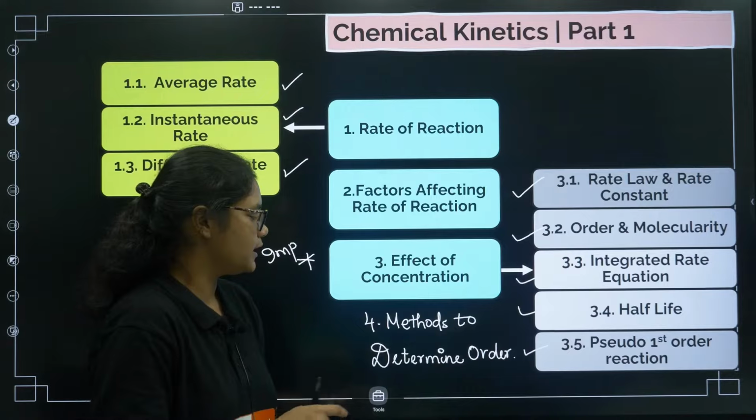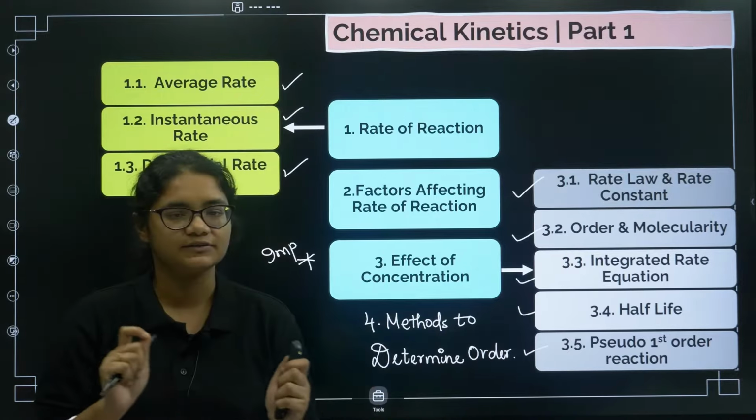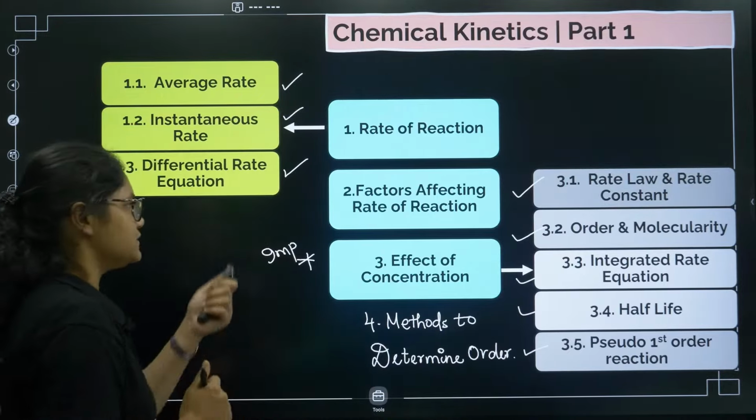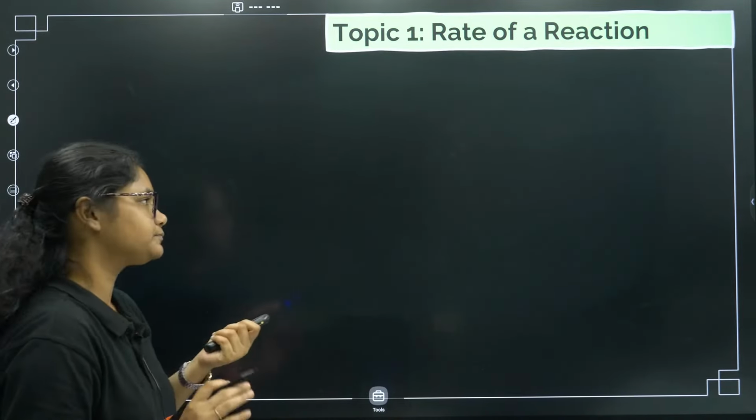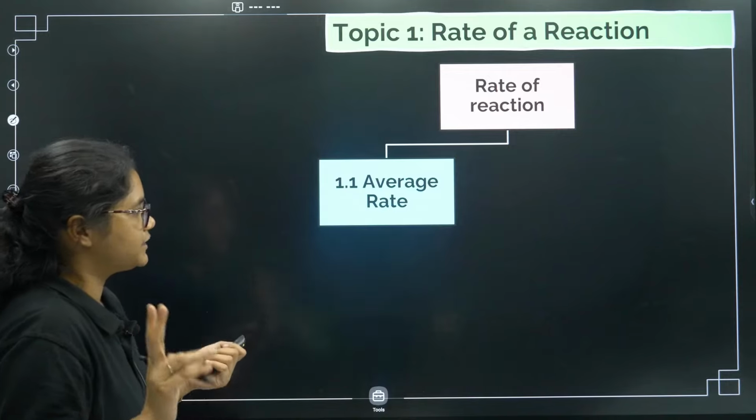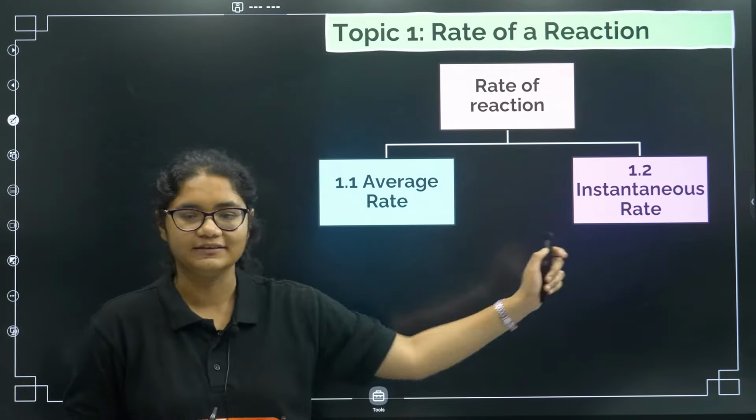Okay, so very important. The next topic we are going to discuss is methods to determine order. Now let's get started with the first topic, that is rate of a reaction. Rate of a reaction is of 2 types, average rate and instantaneous rate.